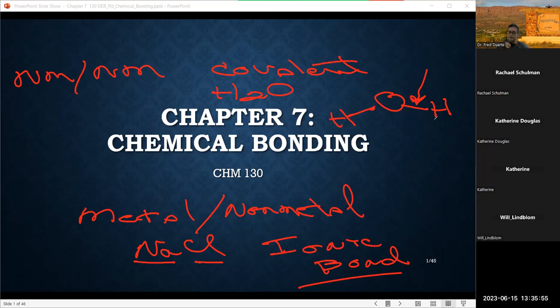Now, in this particular case, the sharing is not equal, because the oxygen is a lot more electronegative. Remember that property we talked about, the electronegativity? It is a measure of an atom's affinity for electrons while it's bonded. In this case, oxygen is a lot more electronegative than hydrogen, therefore it tends to pull the electrons toward itself, much greater than the hydrogen.